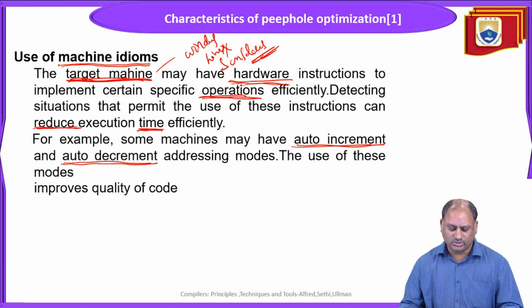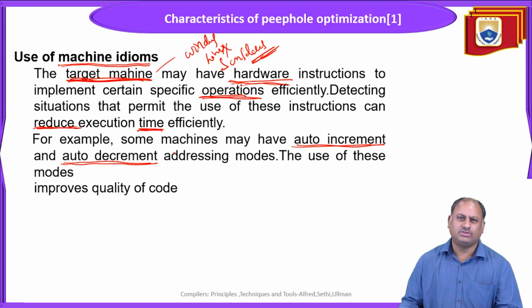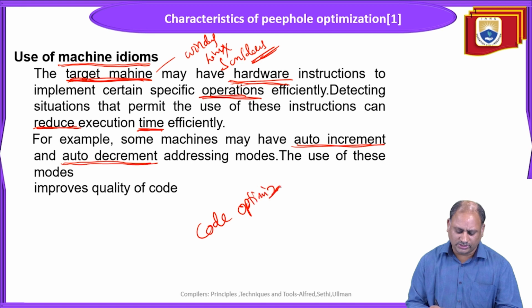auto increment addressing modes are available. Those machines are more suitable and easily carry out the task and then improve the performance of the applications. So these are the very important basic principles of the sources of optimization. These principles are applied in the phase that is called code optimization.